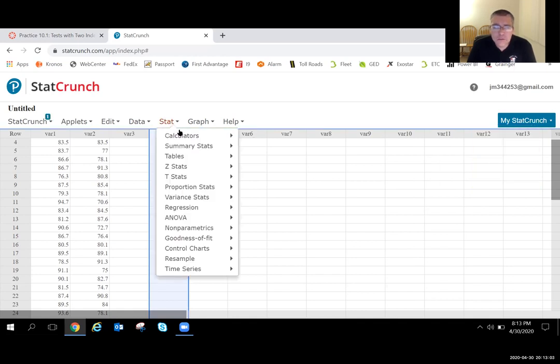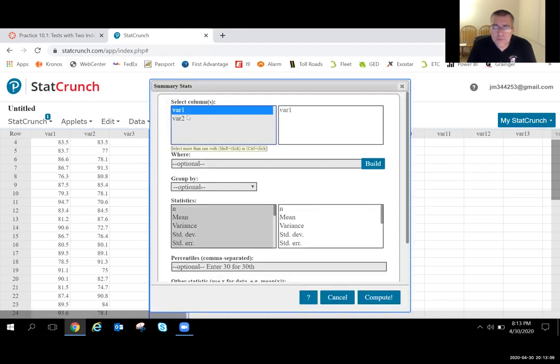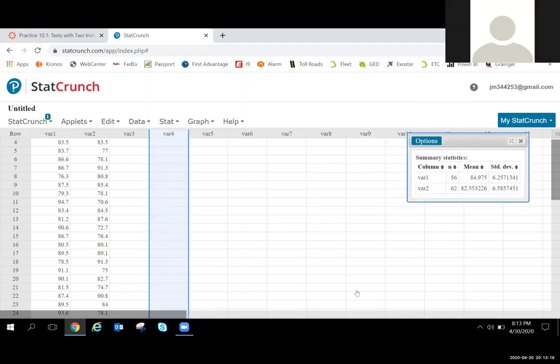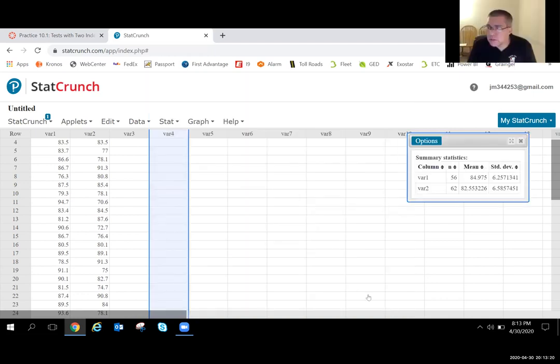Okay. So stat, summary stat. So yeah, select both of them, and then you could just hit compute. It's going to calculate it anyway. Oh, okay, cool. Boom, and yeah, there you go. It tells you that 56 is in the first one, the mean, the standard deviation, and 62 is in the second one, just like that.